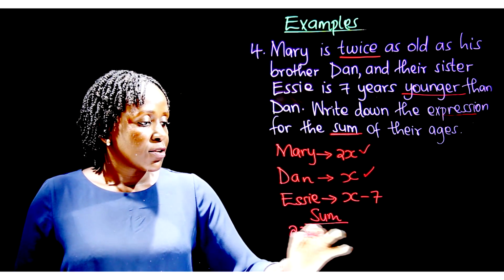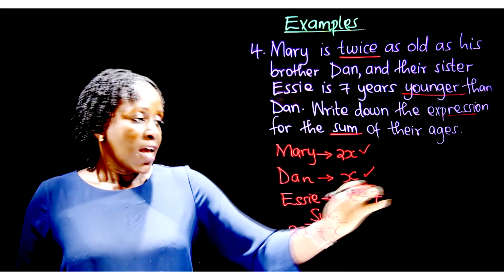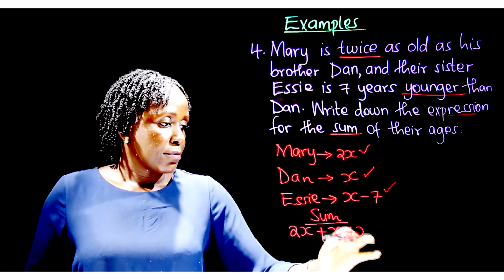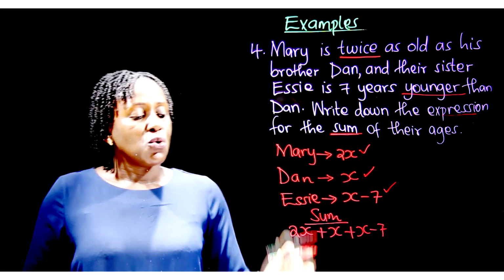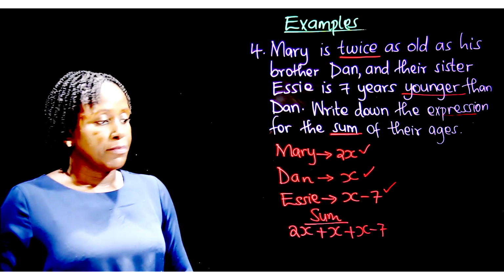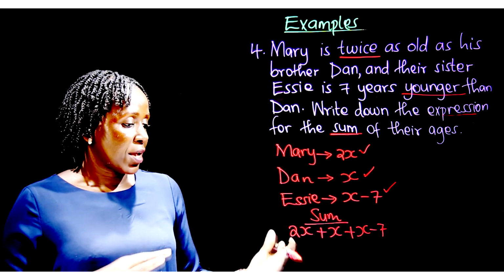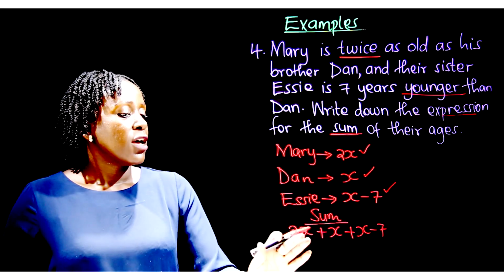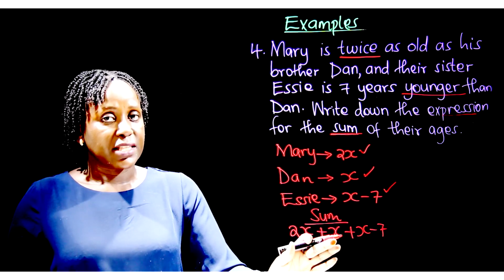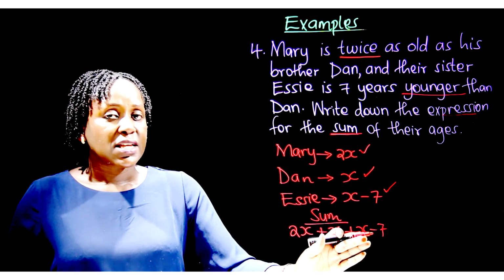We have x, which is the age for Dan. And then we have x minus 7, which is the age for Essie. So we're going to put, the like terms are already together, so we're going to add them. 2x plus x is 3x, plus x is 4x.